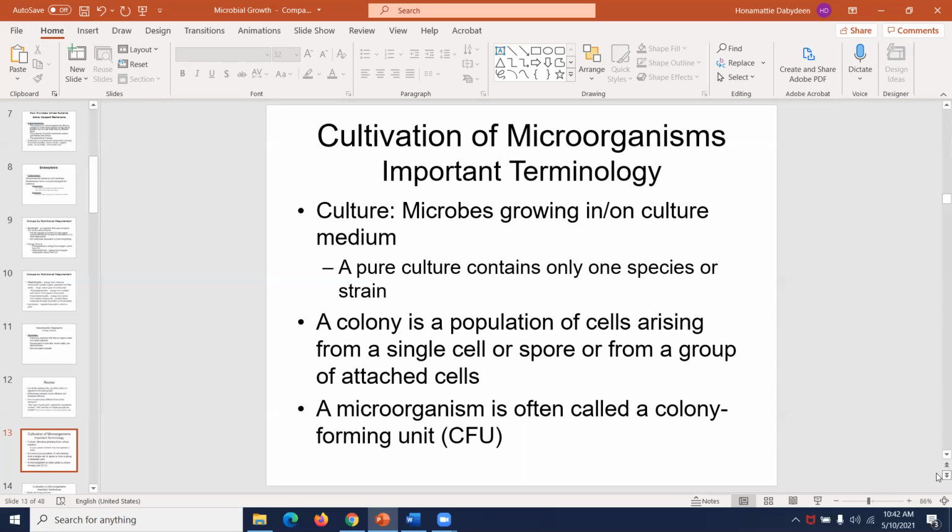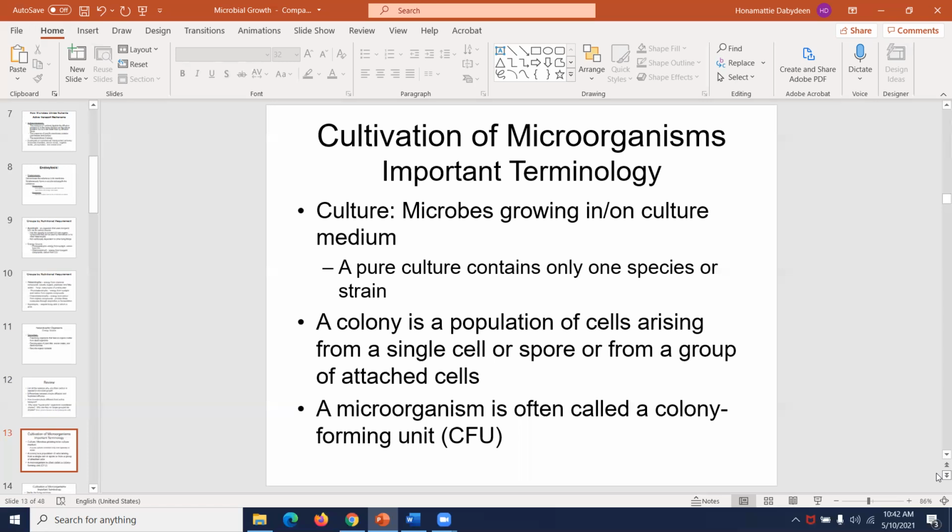When we talk about a pure culture, we're talking about only one type of organism, one species of organism, in that particular culture. We will also talk about a mixed culture, and a mixed culture usually has more than one organism in the same broth or in the same medium, whatever that medium might be.